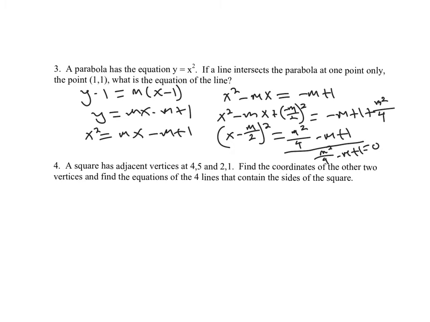Or multiplying both sides by 4, we'd get m squared minus 4m plus 4 equals 0, which means that when factored, (m minus 2) squared equals 0, so m would have to be equal to 2. So the equation for our line would then be y equals 2x, and since it has to pass through the point 1, it would have to have the y-intercept negative 1.